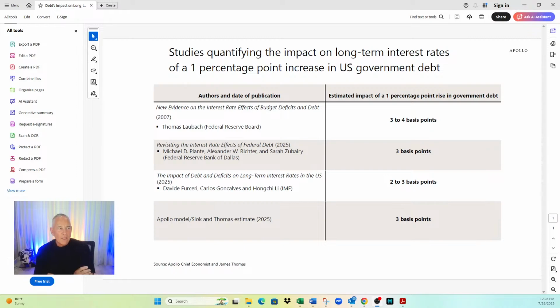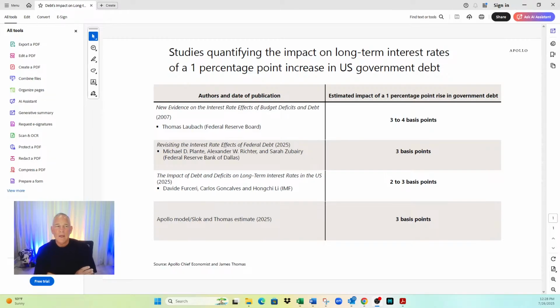In the article, he published this chart, and this chart lists a handful of recent studies that have estimated the impact of U.S. debt. And here's the bottom line. For about every 1 percentage point in government debt to GDP, it raises long-term interest rates by about 3 basis points. The studies vary from 2 to 4 basis points, but the consensus is 3 basis points.